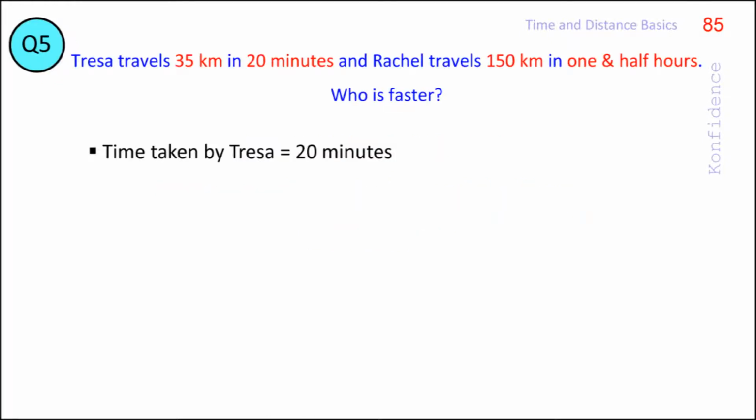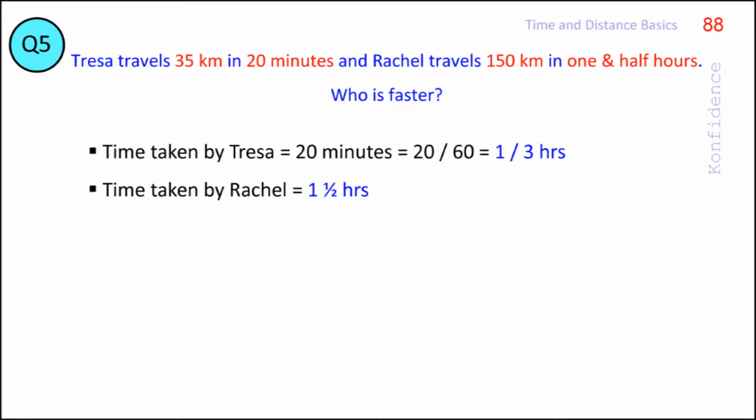Let us look at Teresa first. She travels for 20 minutes. 20 minutes means 20 by 60 or 1 by 3 hours. Let us look at Rachel. She travels 1.5 hours.